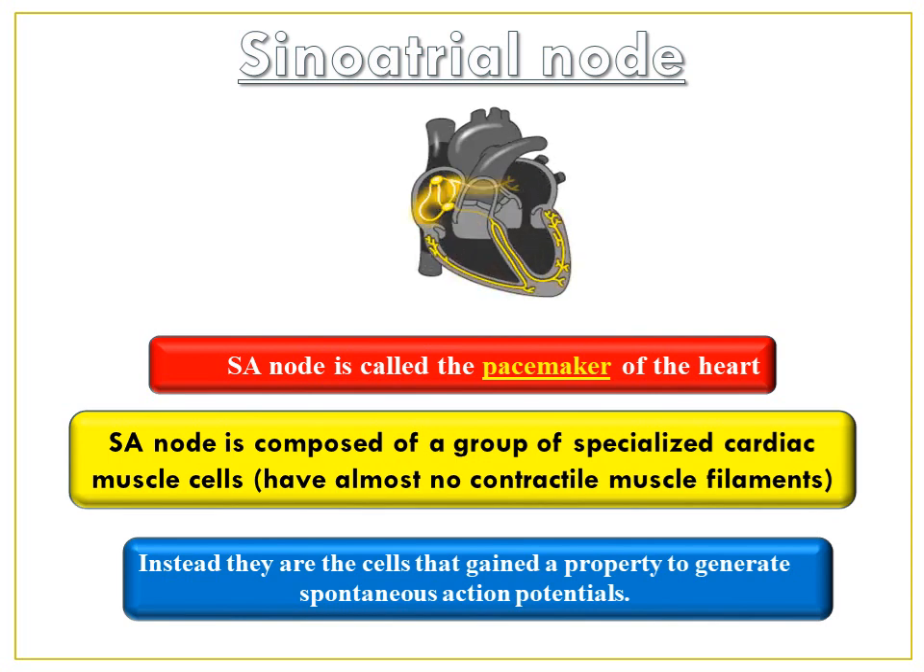So the SA node is the pacemaker of the heart, the leader that drives the heart rate, and it is made of muscle cells, specialized cardiac muscle cells and not nerve cells. What differs from other muscle cells is that they contain contractile filaments, while SA node cells contain almost no contractile muscle filaments.